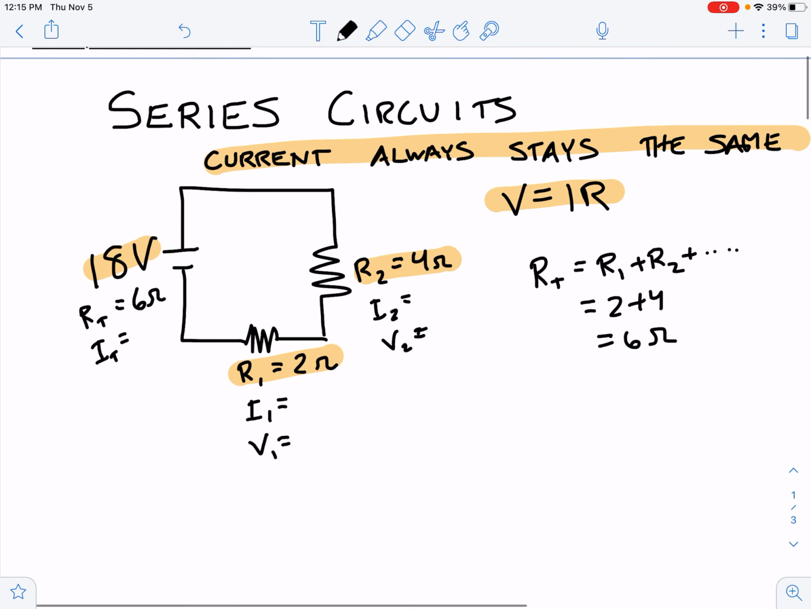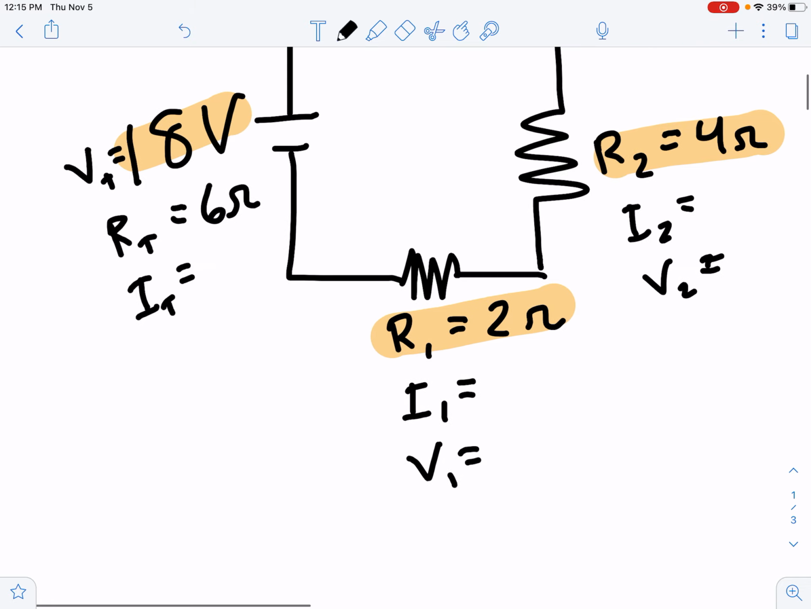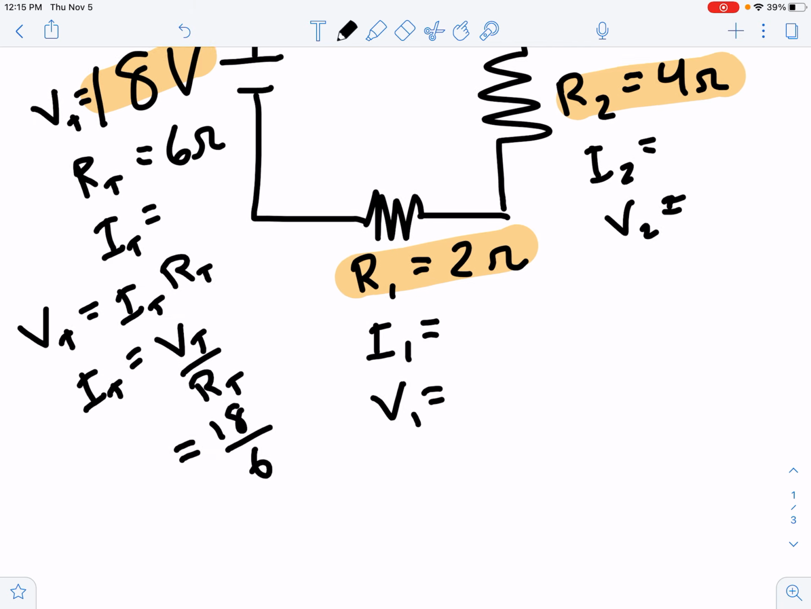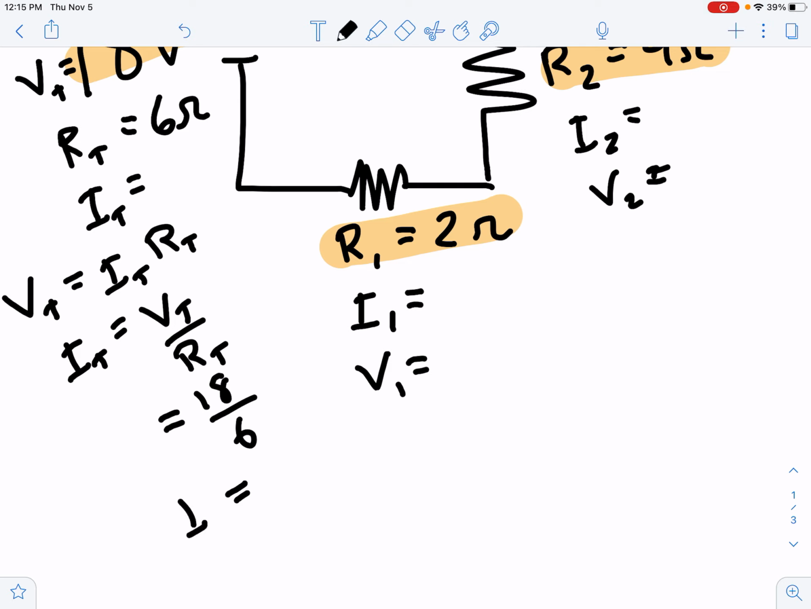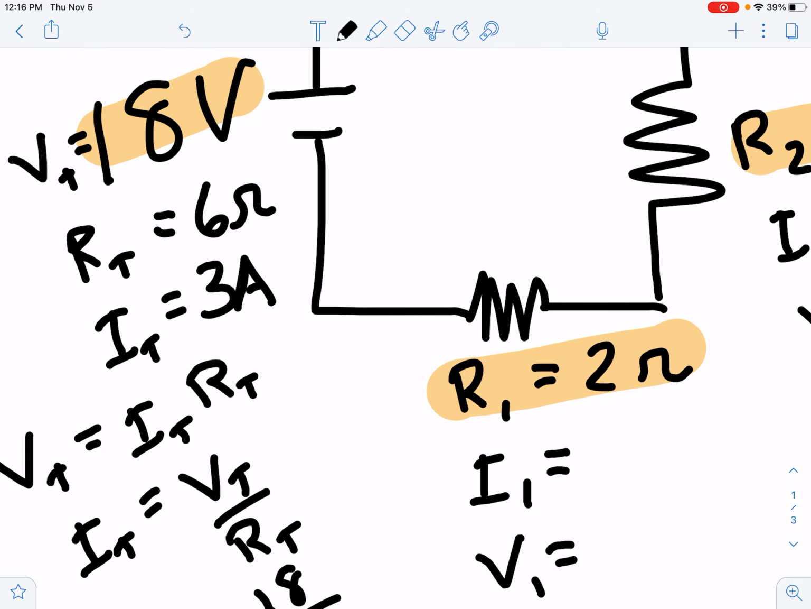Okay, now that we know that we have 6 ohms and we have a total voltage, obviously, of 18 volts, we can use our famous equation, V equals IR. So our total voltage is equal to our total current times our total resistance. So the total current is your total voltage divided by your total resistance. Our total voltage is 18, our total resistance is 6. So therefore, our total current would be 3, and the units for current are amps. So I can write 3 amps here.